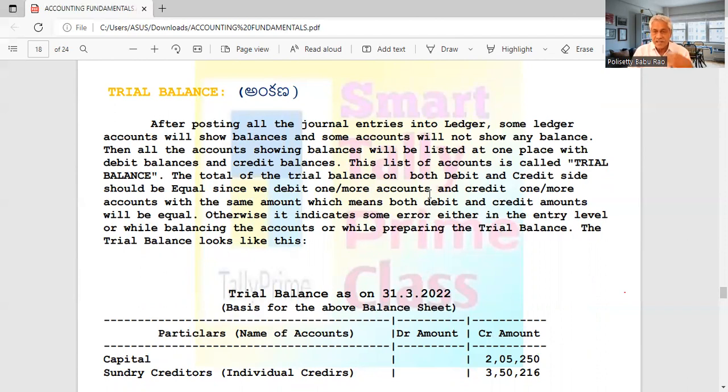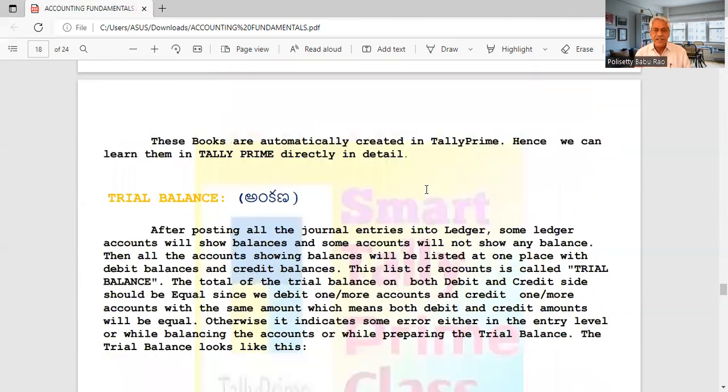I can clarify that in the later stage. Okay. And now what we did, we entered all the transactions in the journal. That is one journal, or subsidiary books are also journals. So we entered in the journals, then posted into the ledger.